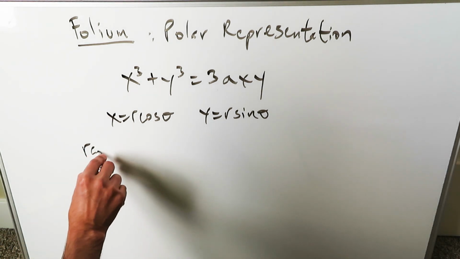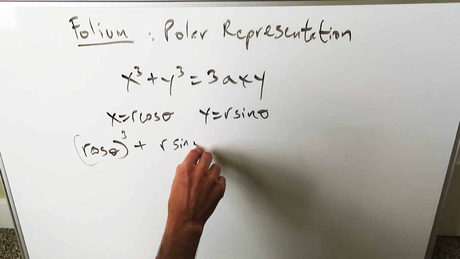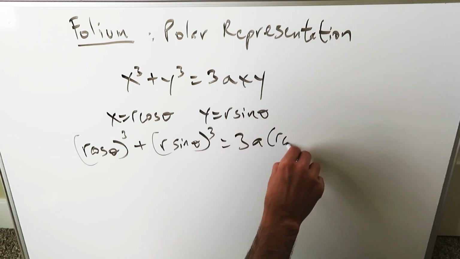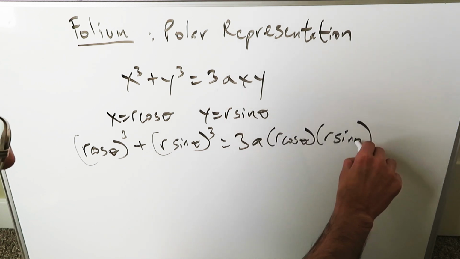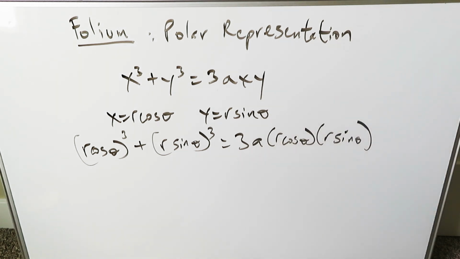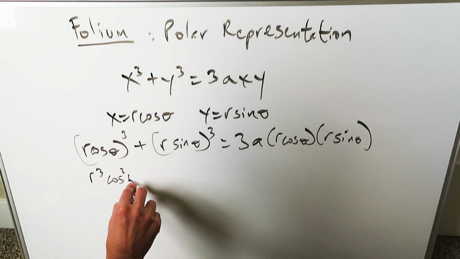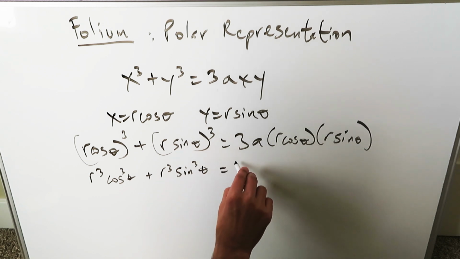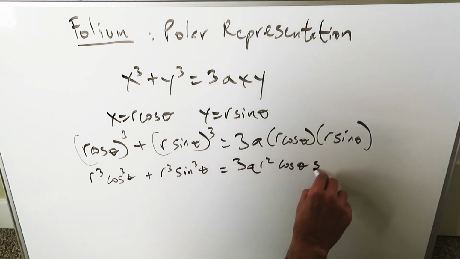I'm looking here at an r cosine theta cubed, then I'm looking here at an r sine theta cubed, and it's equal to 3 times a times r cosine theta times r sine theta. You just have to manipulate this to arrive at the polar form. And remember, there are two polar forms. I'm showing you one form right here. You open this up, you have an r cubed cosine cubed theta plus r cubed sine cubed theta is equal to 3a r squared cosine theta sine theta.